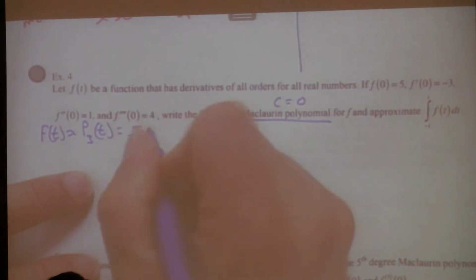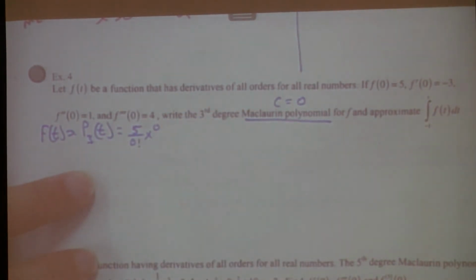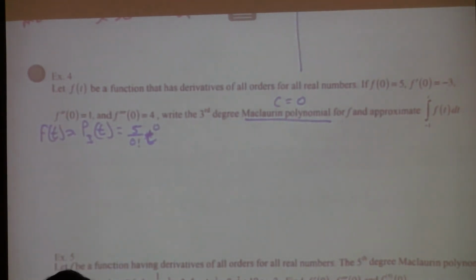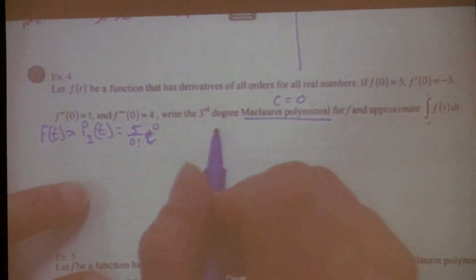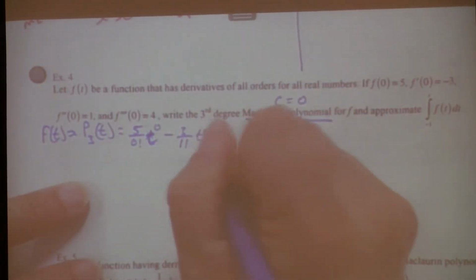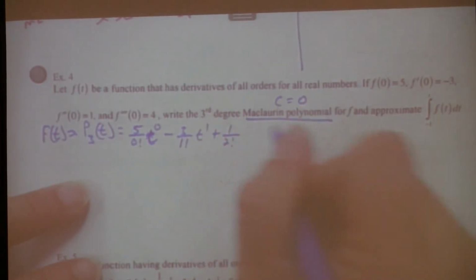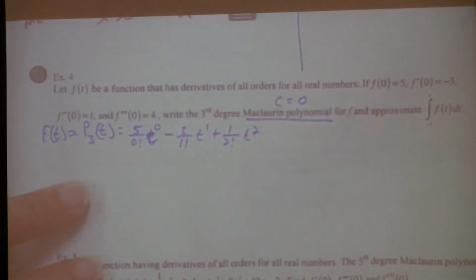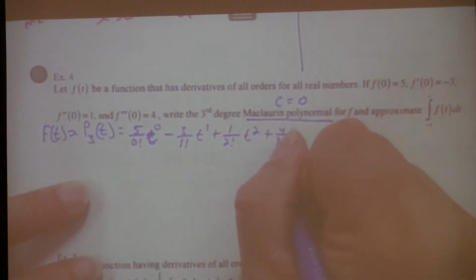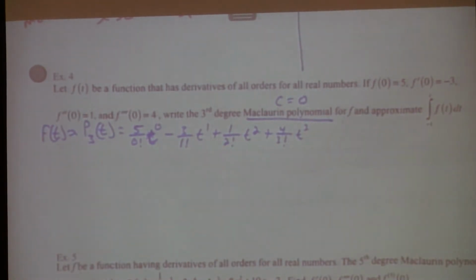5 over 0 factorial times x to the? Oh, not x, t, right, Jason? It's t, so t to the 0. Good thing you caught it before we continue. And then? Minus 3 over 1 factorial, t to the first. And then? 1 over 2 factorial, t to the second. And? T to the third. Good?